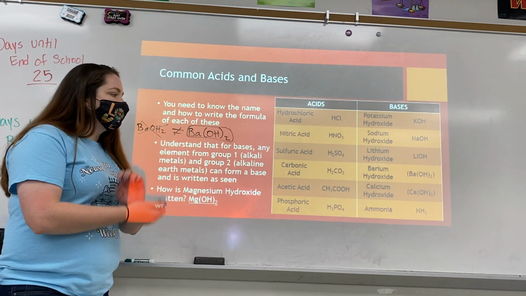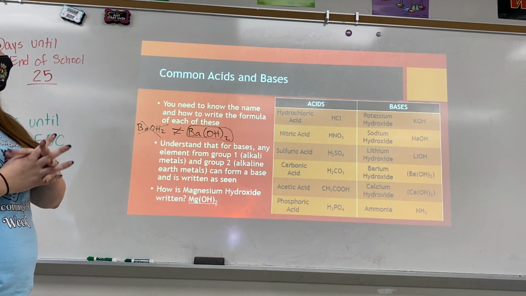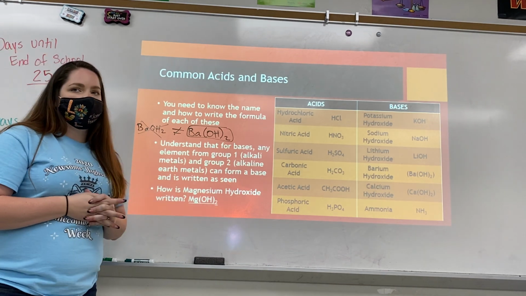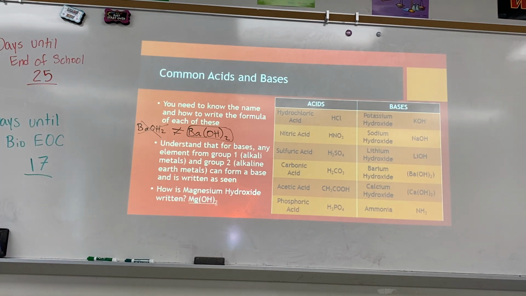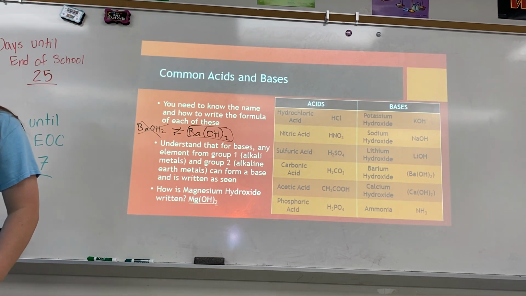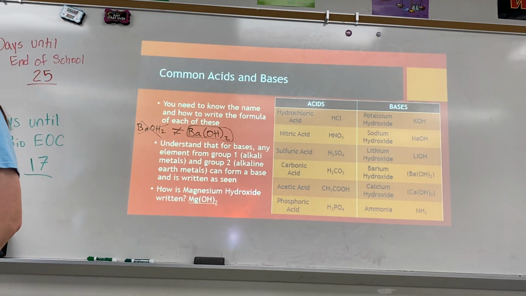The same goes with calcium hydroxide. Calcium hydroxide is Ca(OH)2. And then you have ammonia, which is the odd man out because it is NH3. So ammonia is NH3, but it is a base. So it does not have an OH ion, but it is still considered a base.